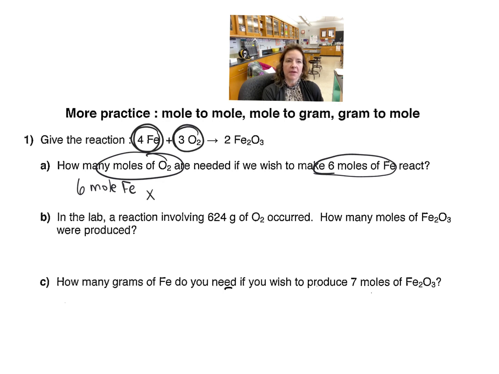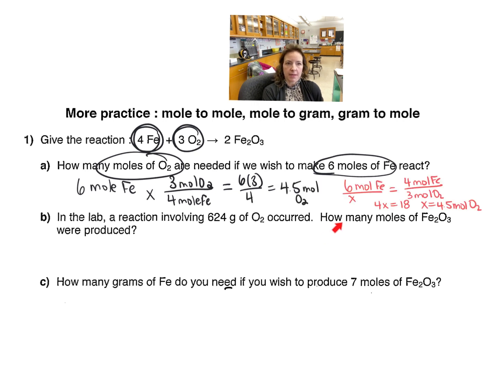So I'm going to start with my 6 moles of iron, and I'm going to use the ratio that there are 4 moles of iron for every 3 moles of oxygen. When I use that ratio, I then will solve and find my moles of oxygen, and I'll get 4.5 moles of oxygen. I will show both setups so that you can see that, and both setups are on the answer key as well.